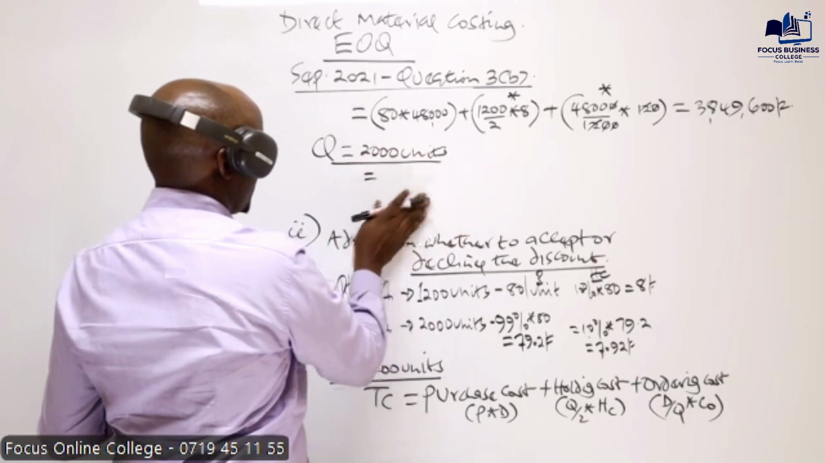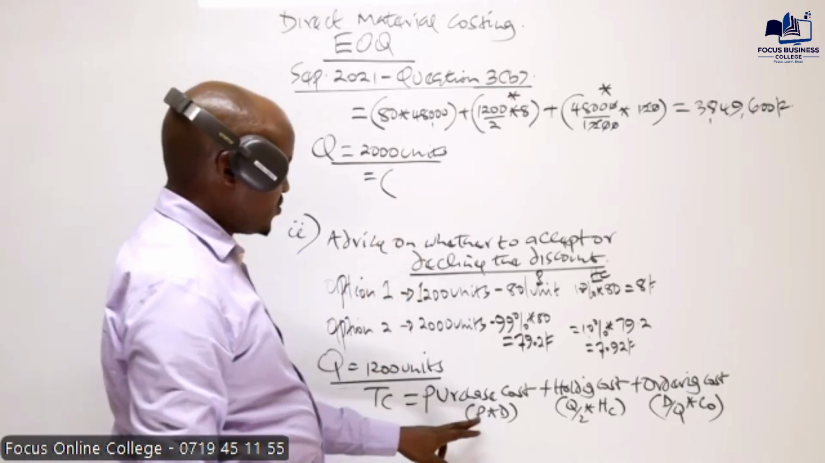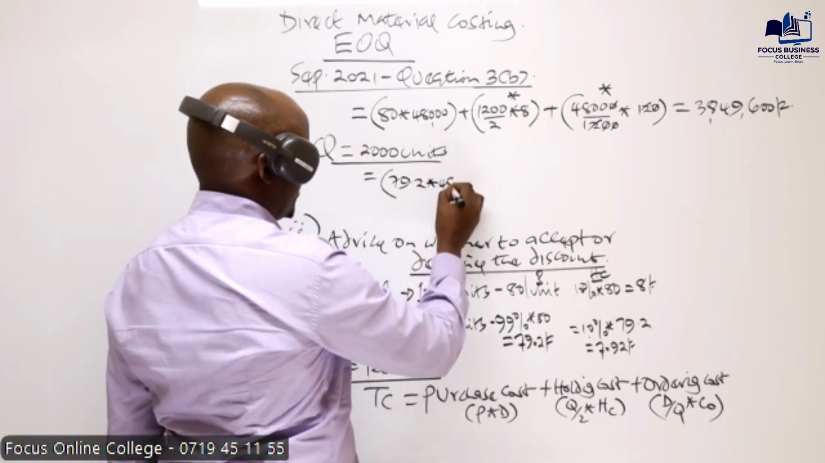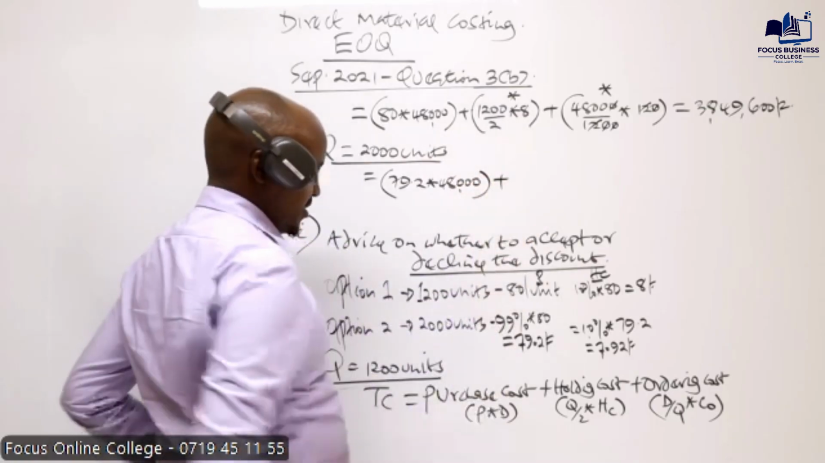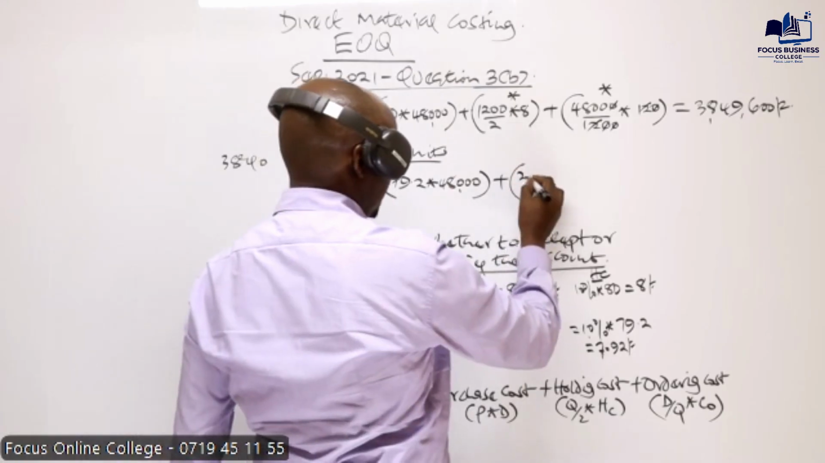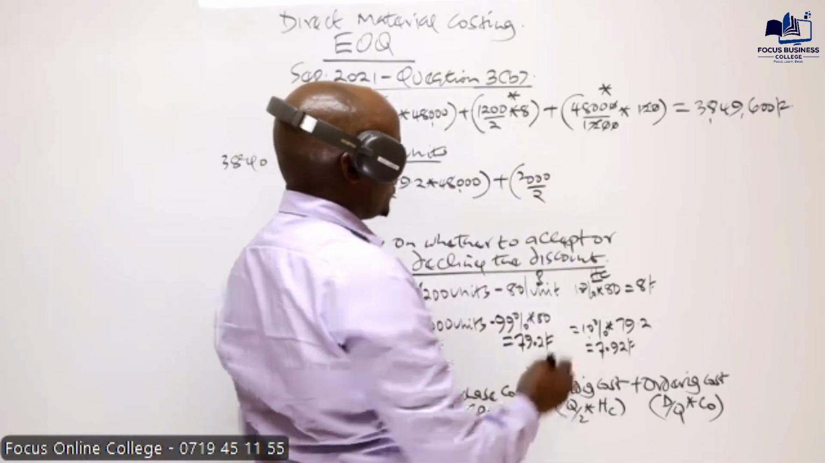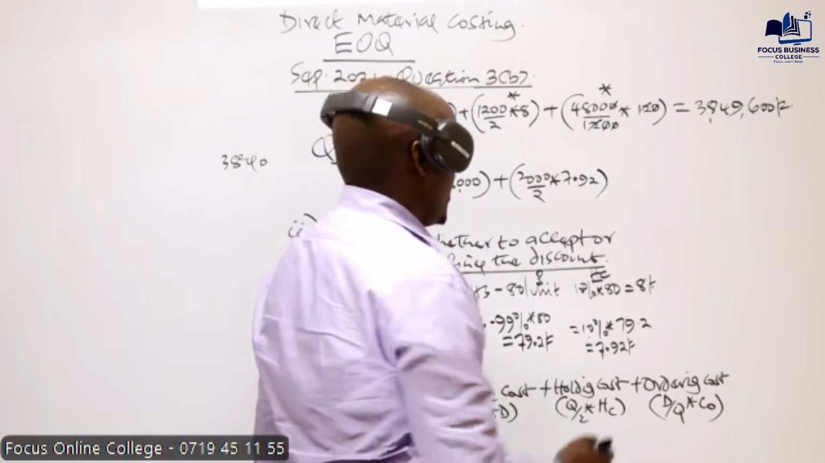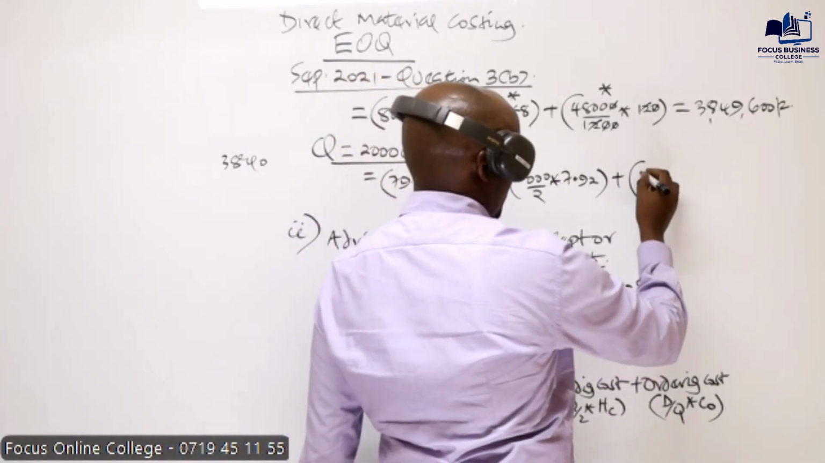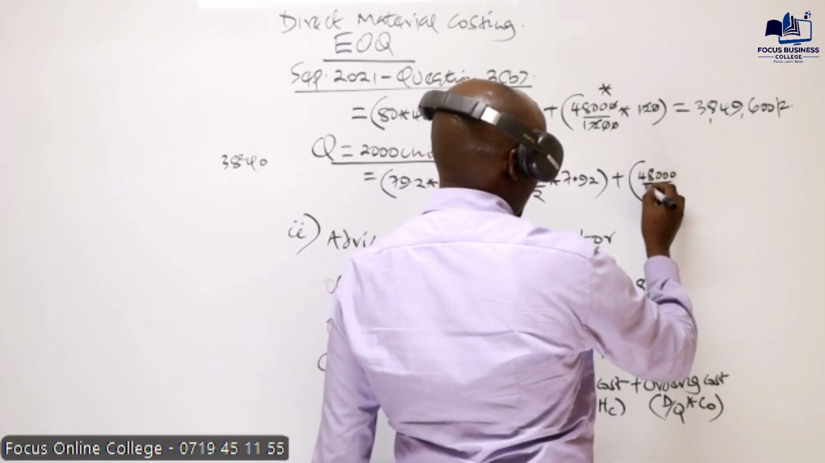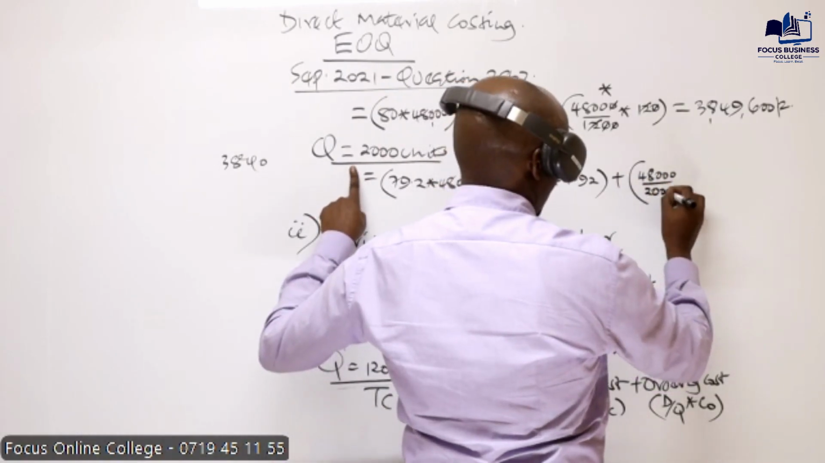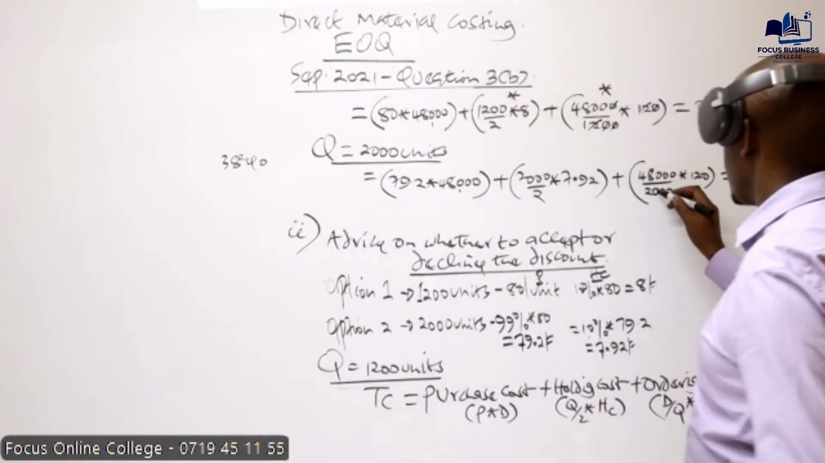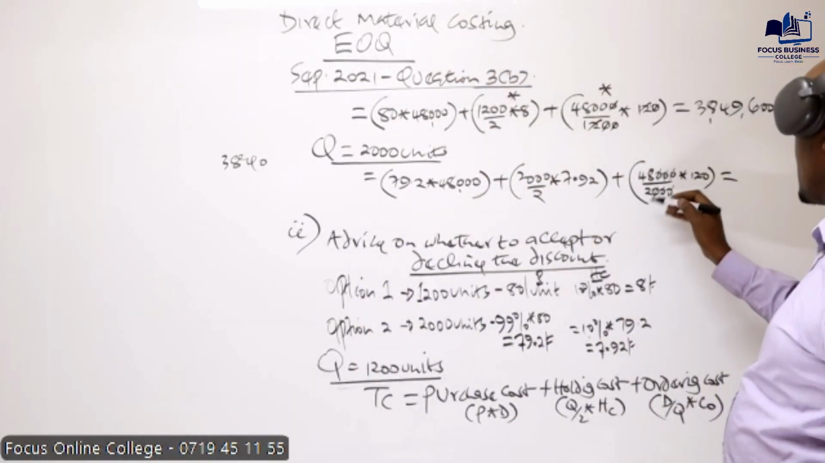So what will be the total cost associated with this? We start with the purchase cost, which is the purchase price per unit, 79.2, times the annual demand, 48,000, plus the holding cost, Q, which is 2,000 divided by 2, times HC, which here is 7.92, plus the ordering cost, annual demand 48,000 divided by Q, 2,000, times 120.